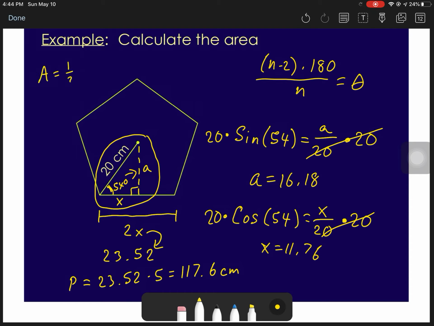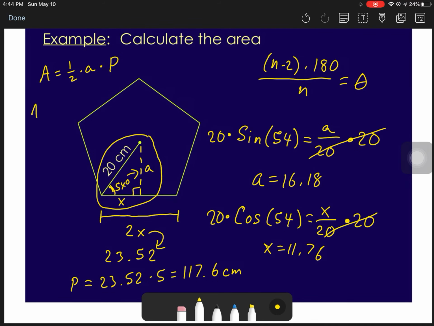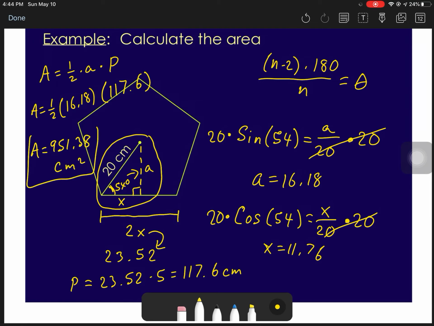The area, recall, is 1/2 times A times P. So area equals 1/2. Our apothem we found earlier was 16.18. And then the perimeter we just found to be 117.6. So let's plug this in our calculator. And we get 951.38 centimeters squared.